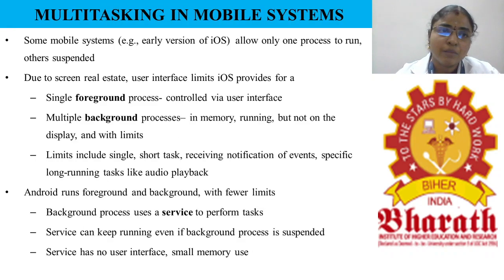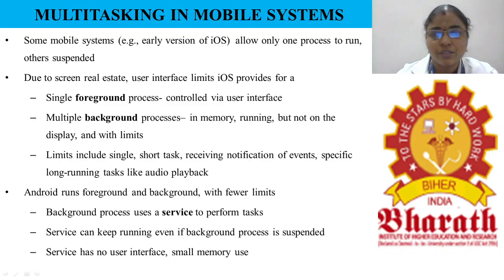Then multitasking in mobile systems. Some mobile systems, for example earlier versions of iOS, allow only one process to run, and others are suspended. But due to screen real estate and user interface limits, iOS provides for a single foreground process, controlled via the user interface, and multiple background processes. Background processes are executed in memory in the running state, but not on the display. They have some limitations also.